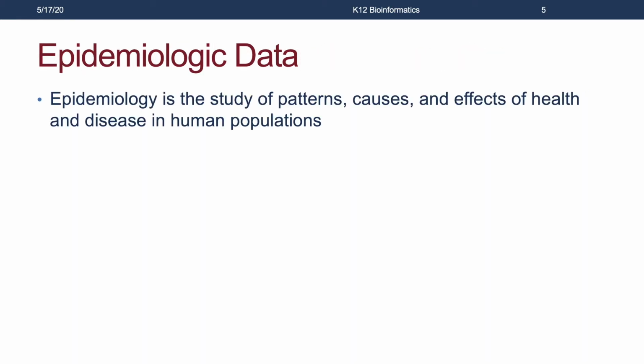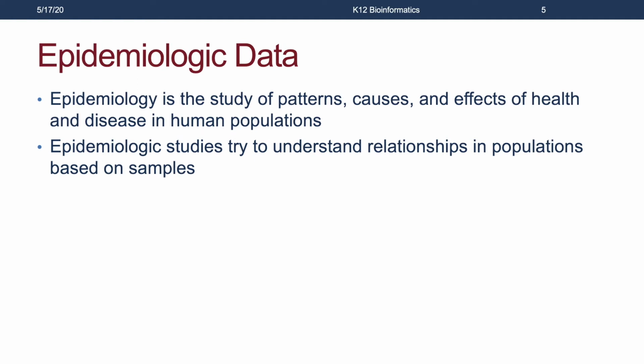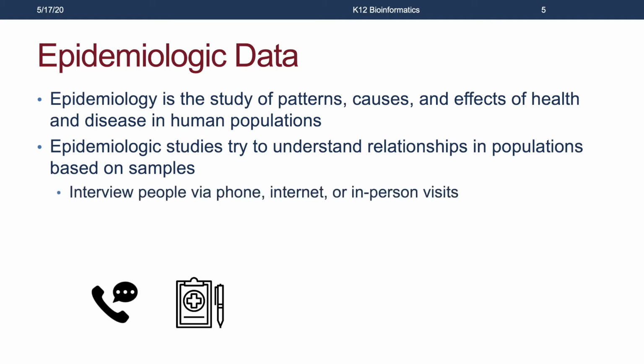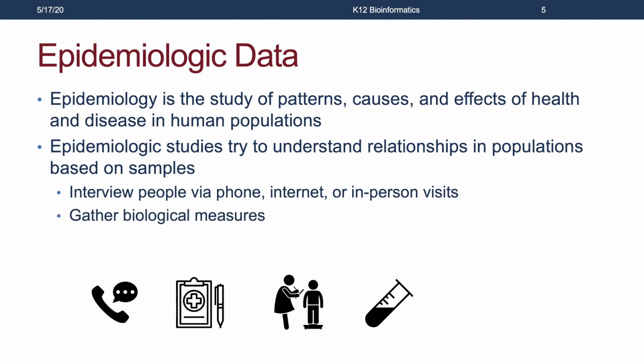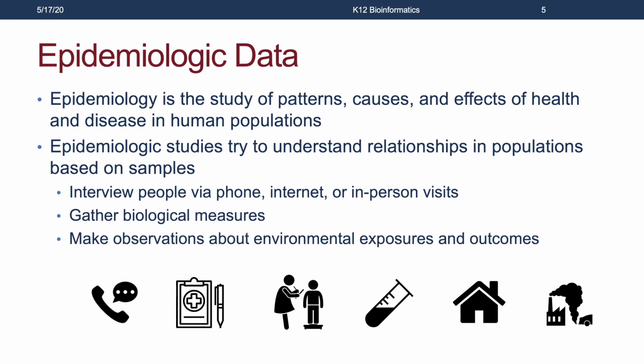So you may recall that epidemiology is the study of patterns, causes, and effects of health and disease in human populations. Epidemiologic studies try to understand relationships in populations based on samples of data. So we usually don't survey or collect data on an entire population, but we try to sample a portion of the population to represent the entire one. This may include the interview of people via phone, internet, or via in-person visits, gathering of biological measures, and making observations about environmental exposures and outcomes. Collecting data via carefully designed epidemiologic studies is among the best approaches we have to uncover health patterns at the level of populations.